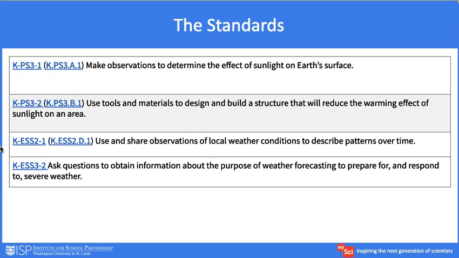This unit covers several kindergarten physical and earth science standards about sunlight's warming effect, weather patterns, and severe weather forecasting. Three of the Next Generation Science Standards correspond to a Missouri Learning Standard, listed in parentheses on this chart. Take a moment to pause the video and review them.